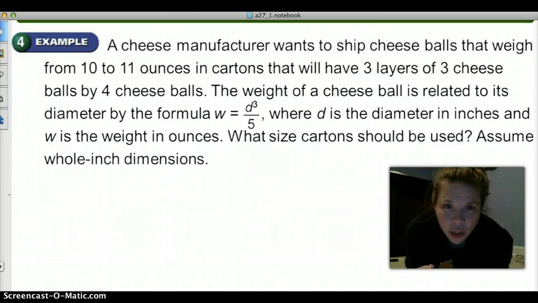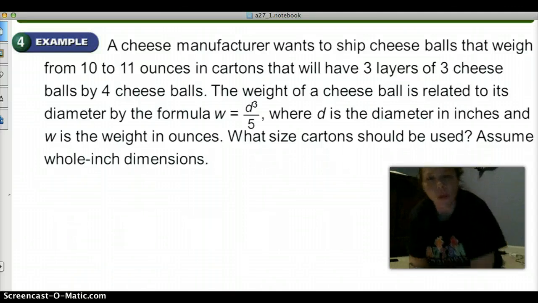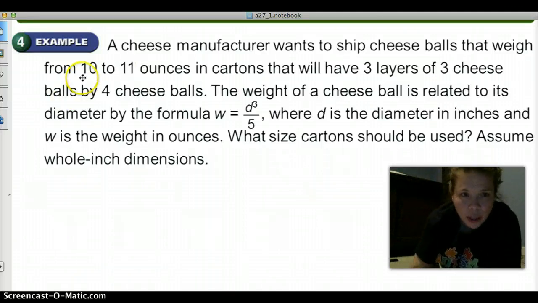Okay, so a cheese manufacturer wants to ship cheese balls that weigh from 10 to 11 ounces in cartons that have 3 layers of 3 cheese balls by 4 cheese balls. So we have 3 layers of 12. The weight of a cheese ball is related to its diameter by the formula W equals D cubed divided by 5, where D is the diameter in inches and W is the weight in ounces. What size cartons should be used? Assume whole inch dimensions.